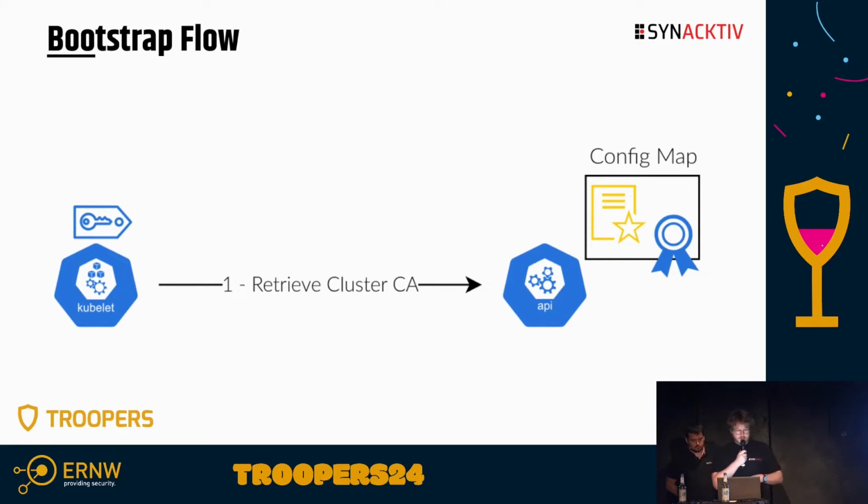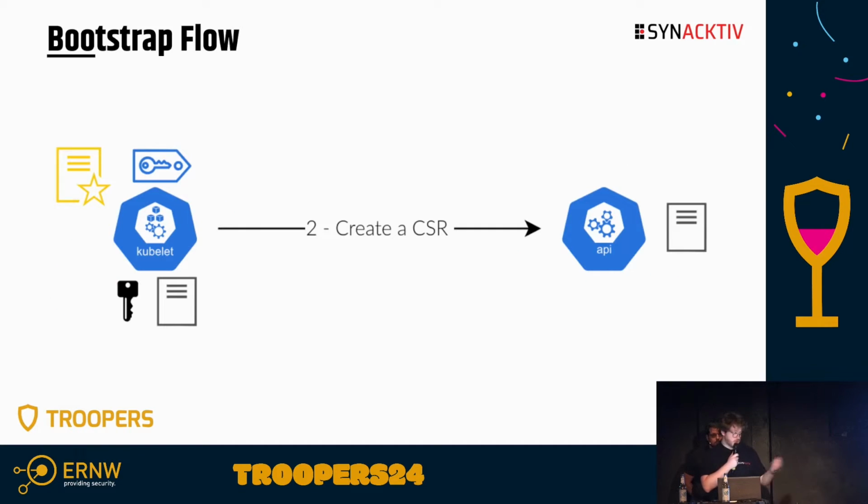So what's the overall flow? You want to enroll a new kubelet, so you provide it with the bootstrap token. It will retrieve a publicly available config map containing the cluster authority, and this config map will be signed by the secret part of the bootstrap token. So it will verify the signature, and if it matches, it will use it for further exchanges.